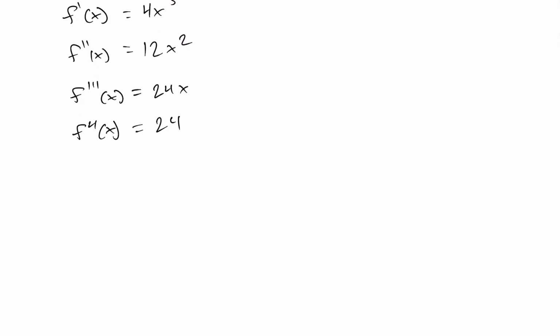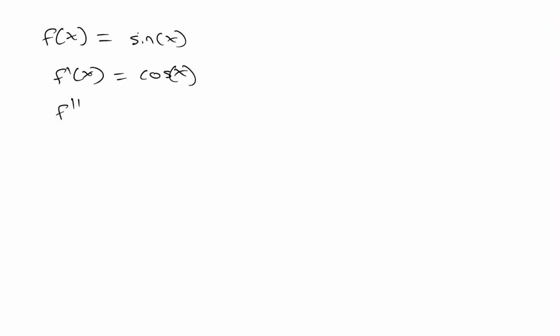Let's try another problem. Let's say I were to give you this time, instead of a basic polynomial, a trigonometric function. Say I gave you f of x is equal to sine x. And I told you once again to find the fourth derivative. Well, f prime of x, and this is something you just have to memorize, is going to be equal to cosine x, which is the derivative of sine.